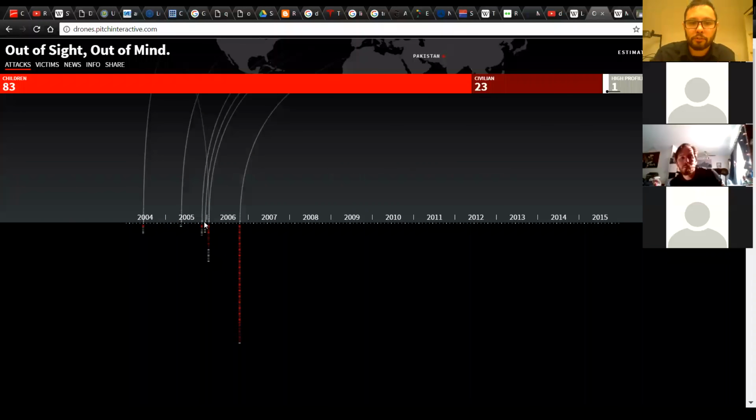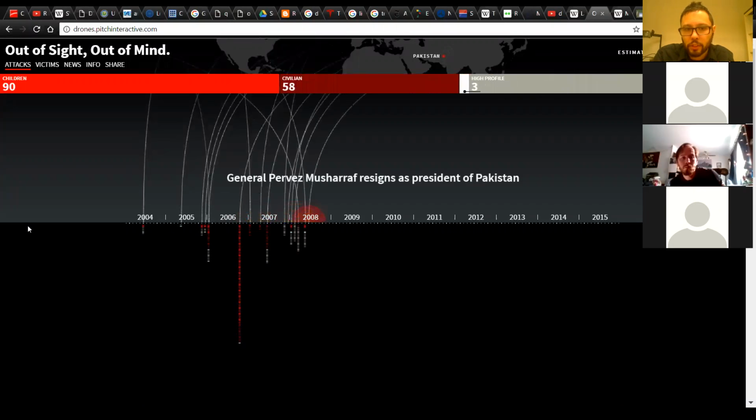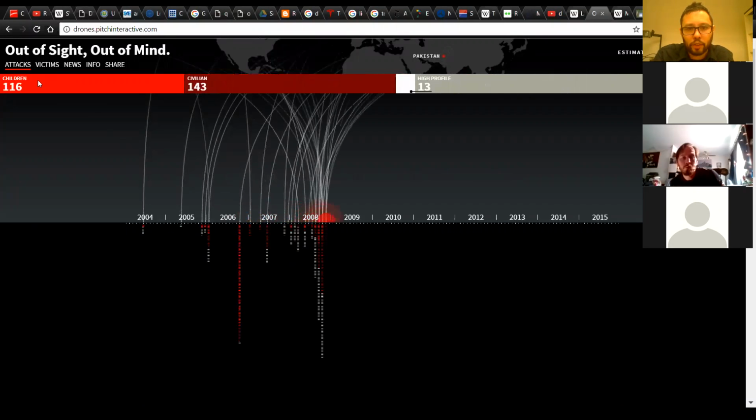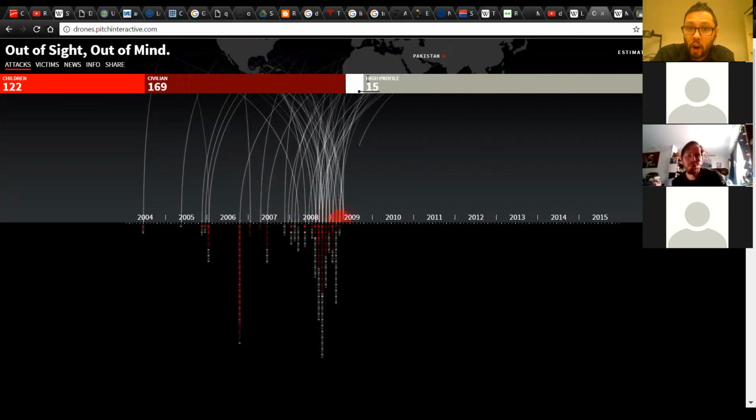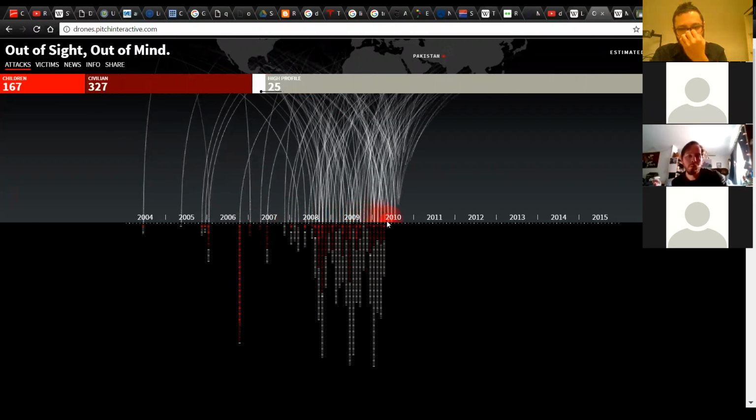So this is all information from newspapers and so on about the drone strikes. Each one of these lines is one drone strike, and the little lines underneath are how many people died. The bright red are children that have died from these drone strikes. The dark red is civilians. The bright white are all the actual targets that we're trying to kill. And the rest of the numbers are just other people that died.